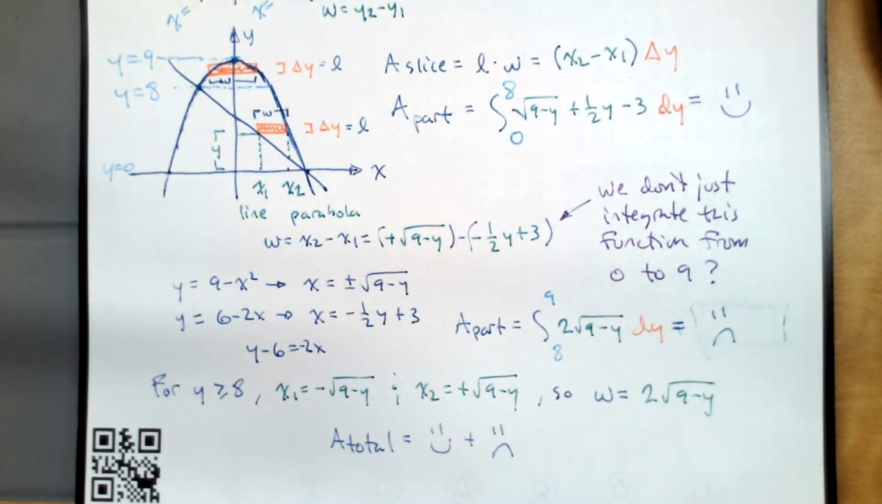In this case, slicing as a stack of books is inconvenient because our left and right changed partway through our stack. It was parabola minus line from 0 to 8. Then it was one side of the parabola minus the other side of the parabola from 8 to 9.